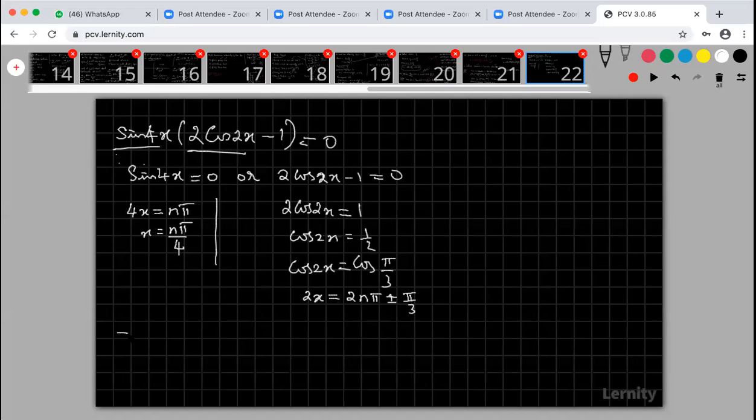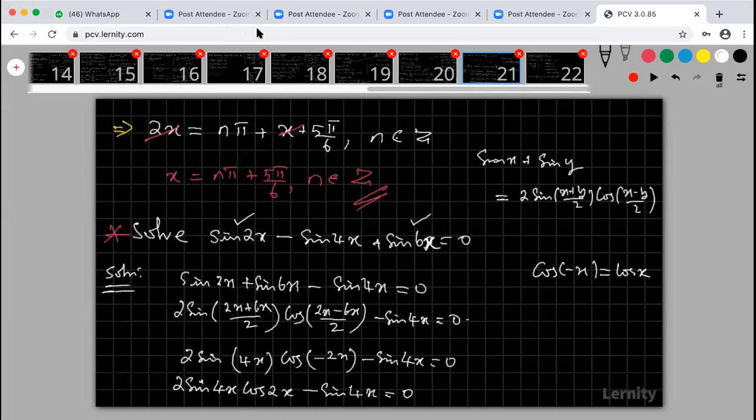So therefore, my general solution is x is equal to n pi by 4, or, you can divide the entire term by 2, right? What happened? x is equal to n pi plus or minus pi by 6. n belongs to integer, n is any integer. Okay, so therefore this is the solution for the previous problem. The previous problem is sin 2x minus sin 4x plus sin 6x. Yes, cos 2x is equal to 1 by 2. That is correct.